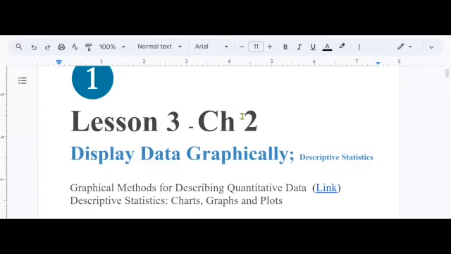Lesson number 3, chapter 2, display data graphically. And this is called descriptive statistics. We're still in descriptive statistics.